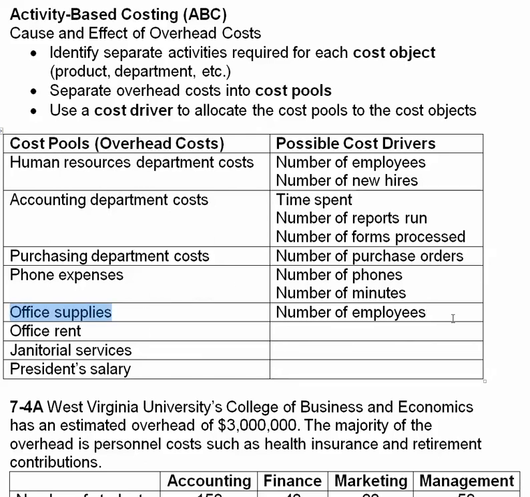For instance, if we go back to the example of the business school, if you have a lot of students, you may use more supplies if copying is a big piece of it. So again, you really look at that cost and see what's causing it, what's driving that cost, and then allocate accordingly. Office rent, typically it's the amount of space, so square footage would be a good one. Likewise for janitorial services, square footage would be a good one. But again, it's going to be situational. You would look at it and see what makes the most sense.